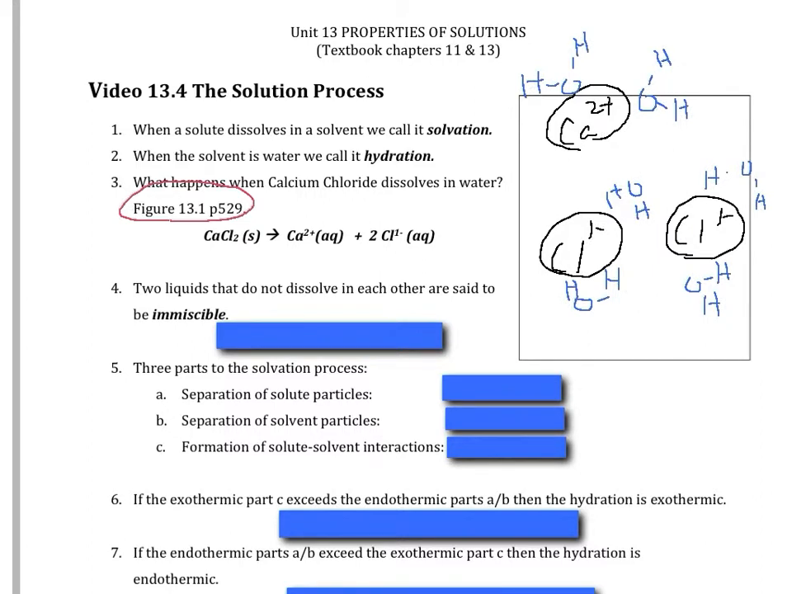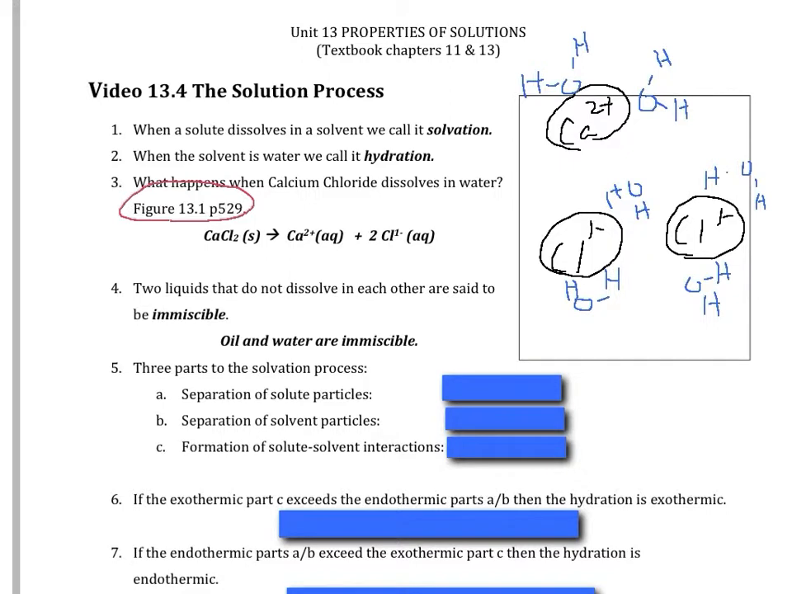Solvation and hydration refer to a solid dissolving in a liquid. What about two liquids dissolving? Let's say alcohol and water. That would be miscible. If two liquids do not dissolve in each other, for instance oil and water, we say they are immiscible.